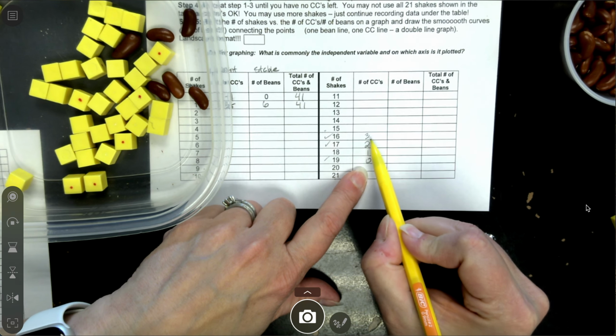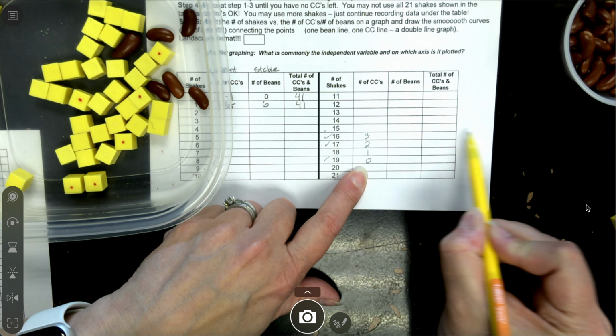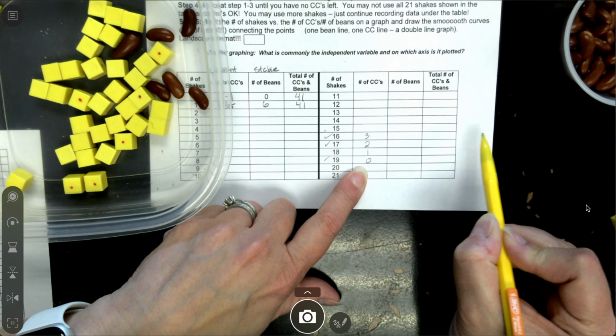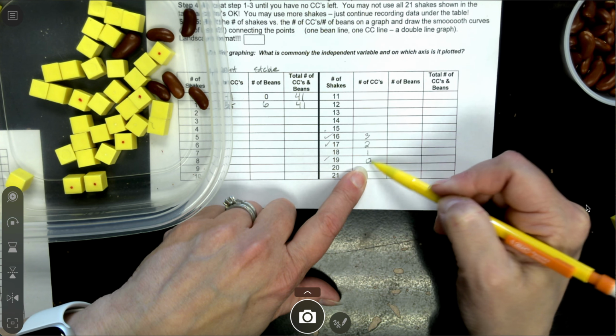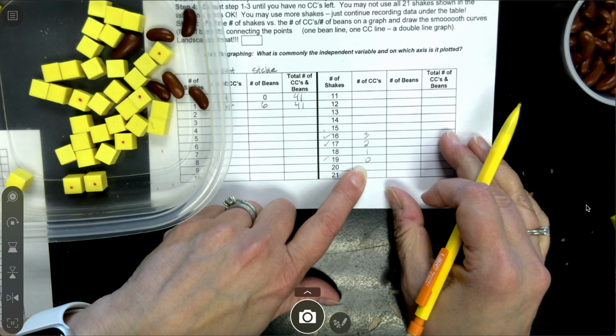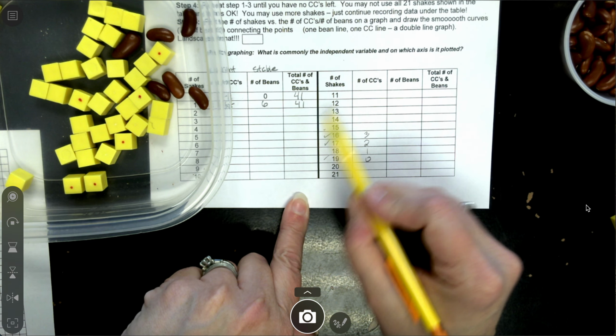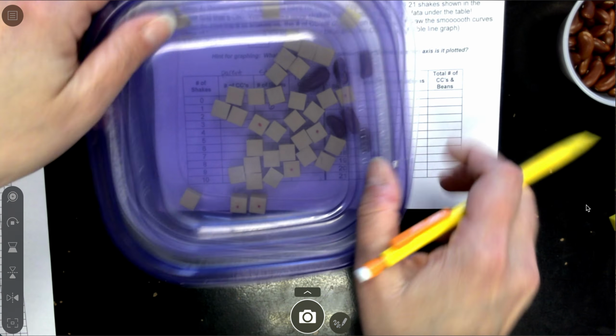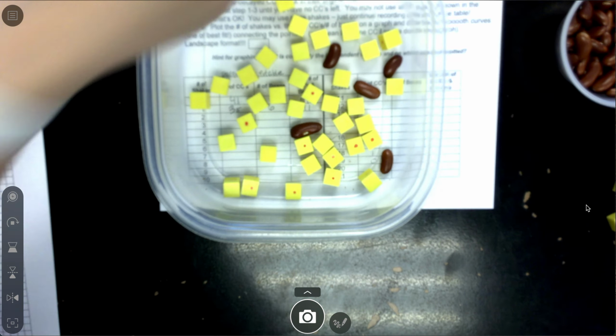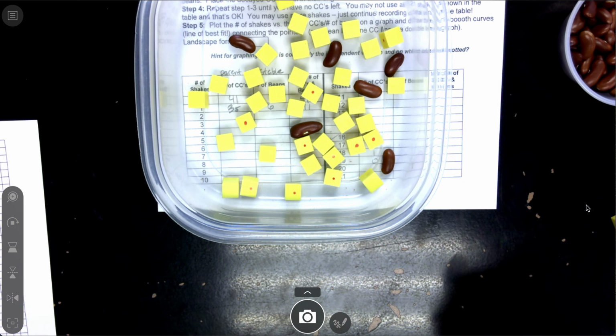Because what you don't want to happen is you don't want to have a flat line on your graph when you make it. Okay, so once you get down here and they're being stubborn, just do one at a time, and that's okay. All right. Again, the number of shakes is the number of times it takes for you to put the lid on, do that, and see how many decay.